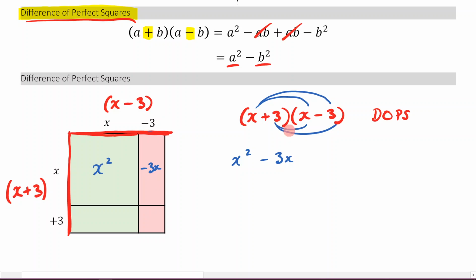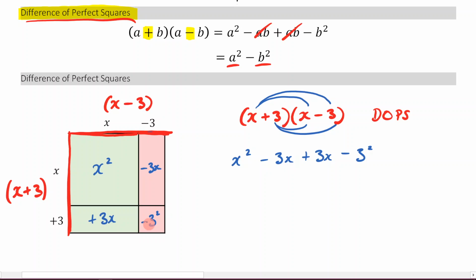Then the next one would be 3 times x, so it's going to be 3x there. That's positive, it's down here. And then the last one that I have is 3 times -3, which I'm going to write as -3 squared. I could put 9, but for now, let's just leave it like that. So that's right here.